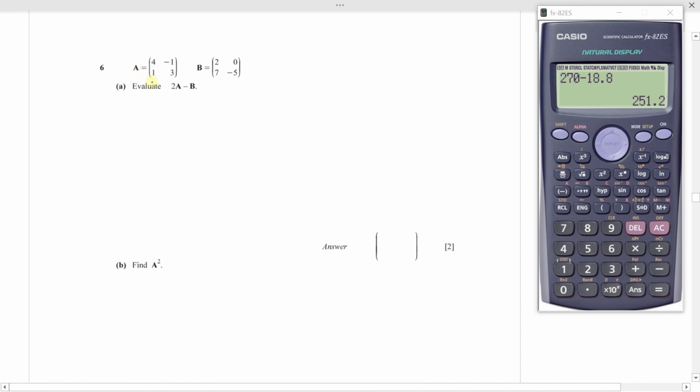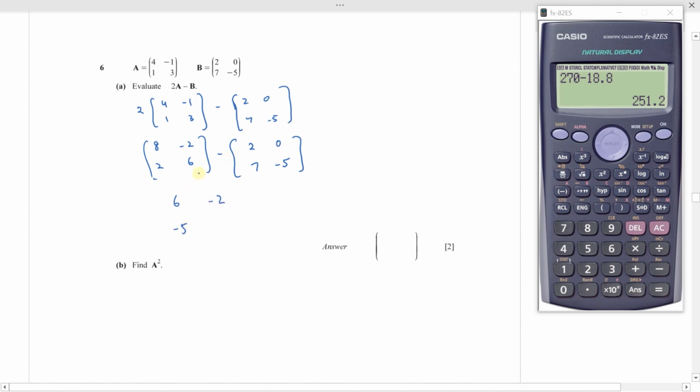Question number 6: you are given two matrices A and B. First part is evaluate 2A minus B. So to calculate this, 2A will become 2 into 4, minus 1, 1, 3, and then minus B, which is 2, 0, 7, minus 5. So if I take this 2 inside, I will get 8, minus 2, 2, and 6, and then minus 2, 7, 0, minus 5. 8 minus 2 is 6, minus 2 minus 0 will be minus 2, 2 minus 7 will be minus 5, 6 minus and minus will become plus, 6 plus 5 will be 11. So this is 2A minus B.